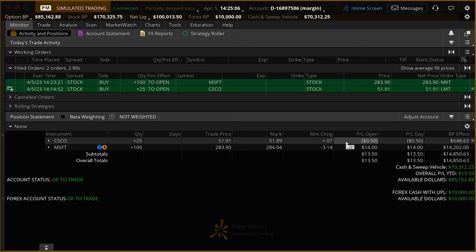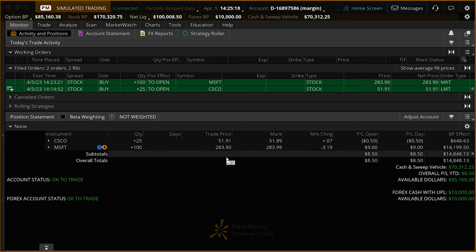It's very important. These two numbers here, profit and loss open, that's since buying the stock, and profit and loss day, those are actually the same today because we bought the stock today. Go look at Microsoft in the same way. 100 shares, purchased at $283.90, currently at $283.99, and we're making about $7 on that stock.